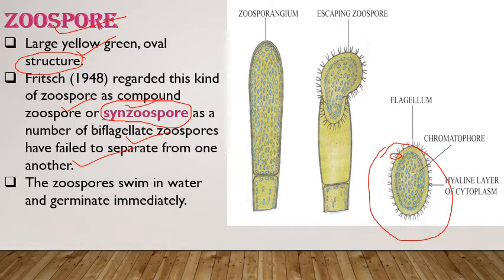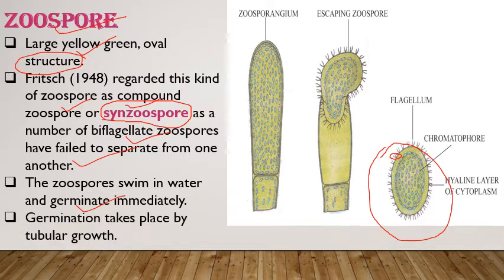Then this zoospore, after its liberation from the zoosporangium, swims freely in the water and germinates immediately. This germination will give rise to a tubular growth. A tube-like growth emerges from this zoospore, that gives rise to, and then finally, the Vaucheria thallus.